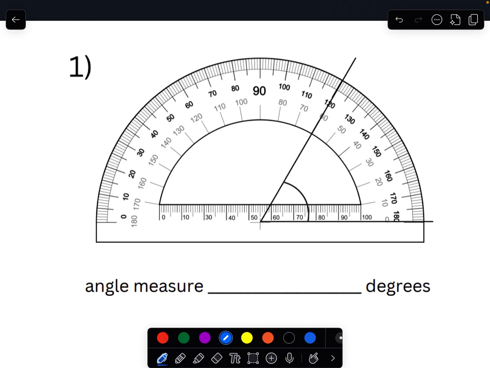Now let's talk about how we measure an angle. One thing I should tell you is that when we are measuring an angle, we're measuring the amount of space between the lines. The unit we use to measure an angle is called degrees. So every angle is some number of degrees. That's our starting point.